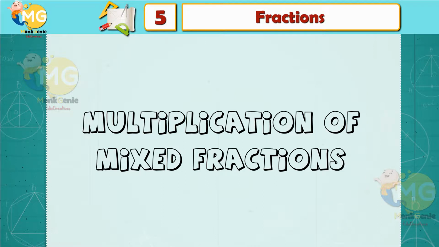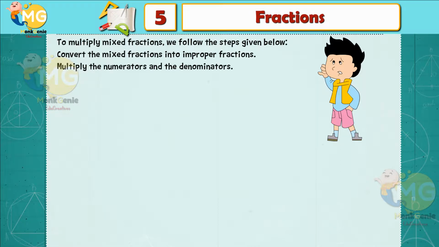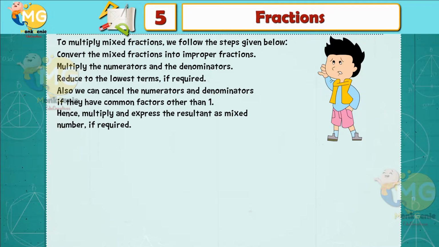Multiplication of mixed fractions. To multiply mixed fractions, we follow the steps given below. Convert the mixed fractions into improper fractions. Multiply the numerators and the denominators. Reduce to the lowest terms if required. Also, we can cancel the numerators and denominators if they have common factors other than 1. Hence, multiply and express the resultant as a mixed number if required.